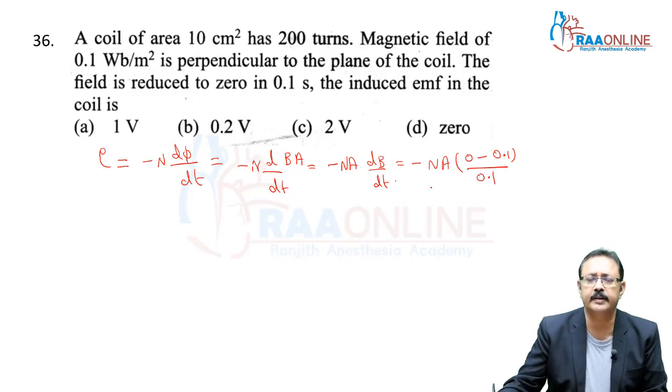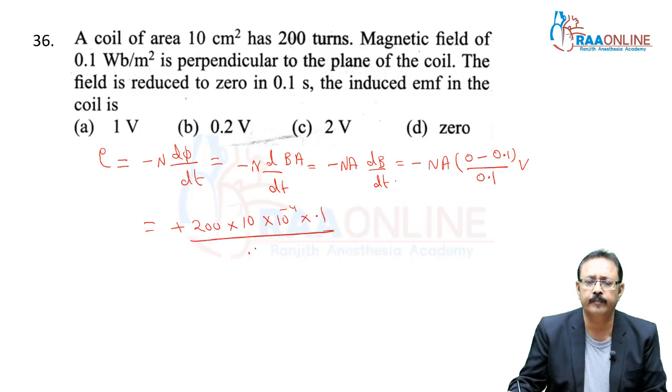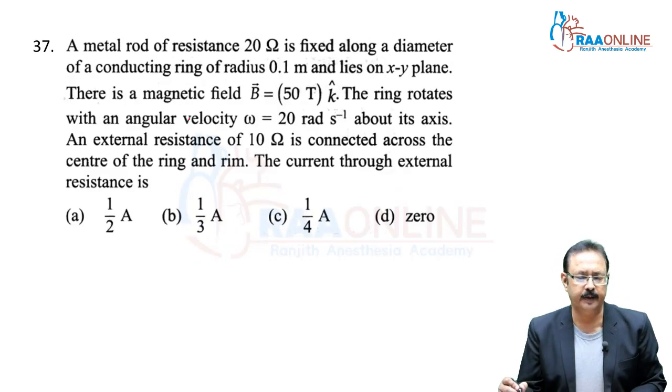Time 0.1 second. So we are getting in volt. Now we are putting the values. Minus 200, area is 10 centimeter square, means 10 into 10 to the power minus 4. Minus minus will become plus, 0.1 by 0.1. Cancel 0.1 with 0.1. 30 plus 40 minus, means I am getting 0.2 volt. So going with B option, 36 is B.